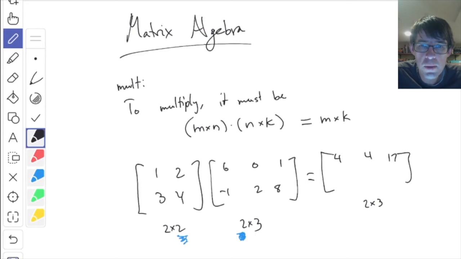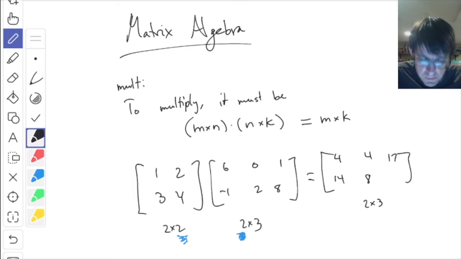On the bottom row, I'm looking at the second row in the first column. That means I go across the second row in the first matrix, down the first column. I go 6 times 3 is 18, minus 4 is 14. Next position, I go 3 times 0, and 4 times 2 is 8.